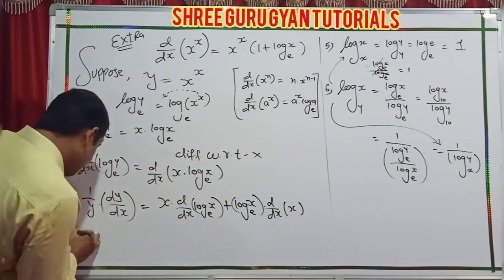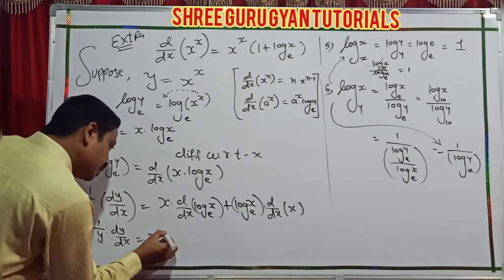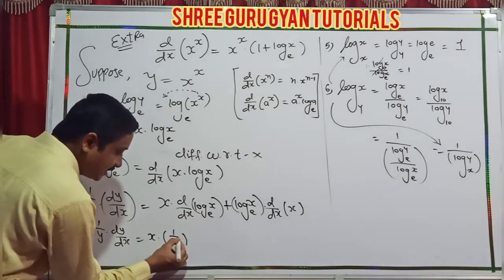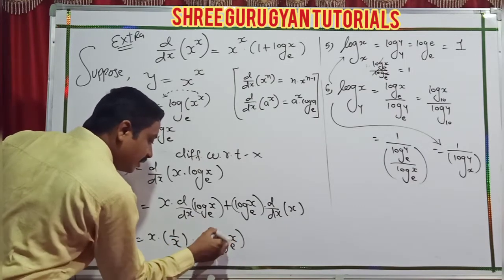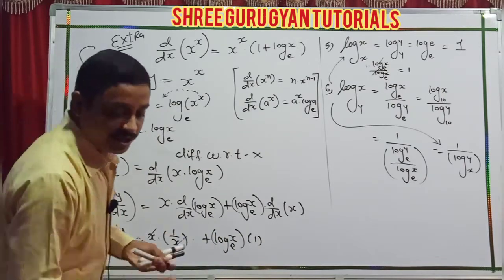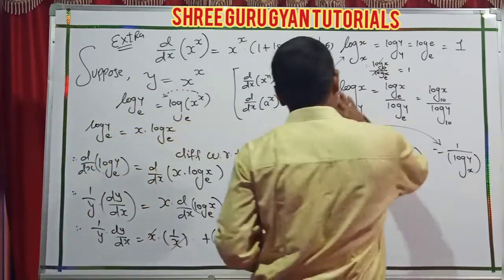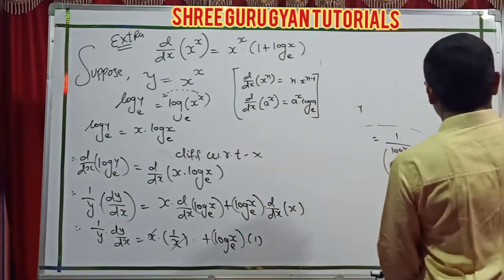So you get 1 by y dy by dx. What is the log x derivative? 1 by x. It is 1 by x, that plus log x base e, and here only and only 1. This x and this x easily cancel out, students. So you get just only how many?